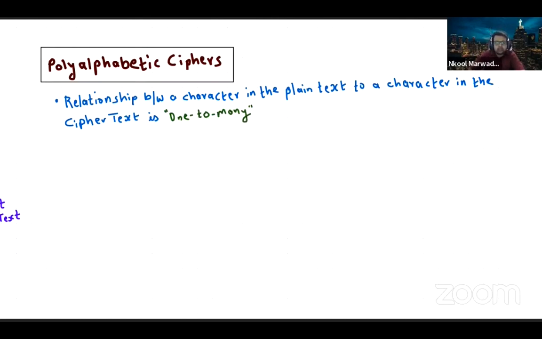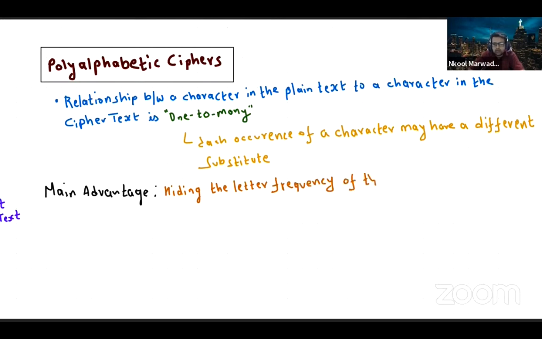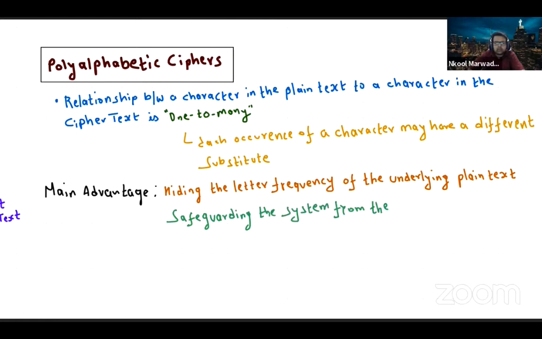It means that each occurrence of a character can be mapped to different substitutes. Each occurrence of a character may have a different substitute. The main advantage we get because of this is hiding the letter frequency of the underlying plain text, and hence safeguarding the system from statistical attack. So this is the main idea behind polyalphabetic cipher.